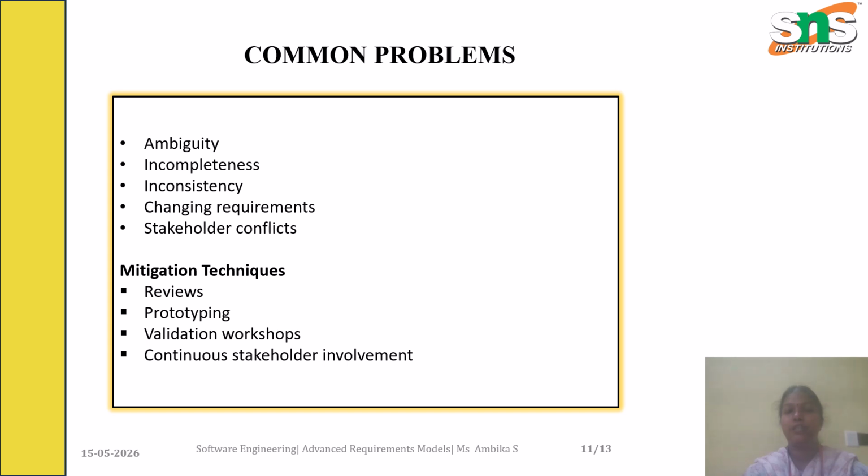Next are some common problems you are going to face: ambiguity, incompleteness, inconsistency, changing requirements, and also stakeholder conflicts. Then we can see the mitigation techniques that we follow, like reviews, prototyping, validation workshops, and also continuous stakeholder involvement. These are some mitigation techniques.